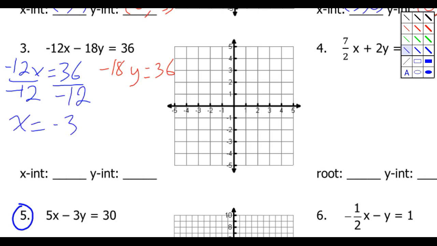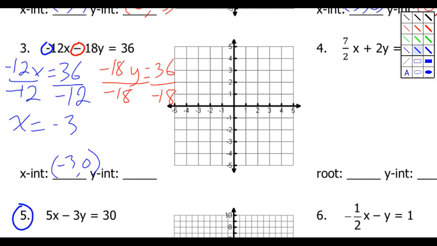So if I solve this first equation I got, divide by -12, I get x equals -3, and so -3, 0. And if I solve the second equation that I've got, divide by -18. Now another thing to make sure you notice is that we cannot lose any of these negative signs ever. Whatever's in front of the y, there's a minus sign right there, so I have to keep that. Same sort of thing with this one right here. I had to keep that -12 over there.